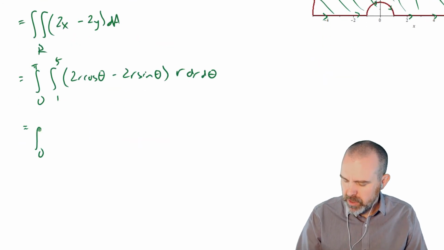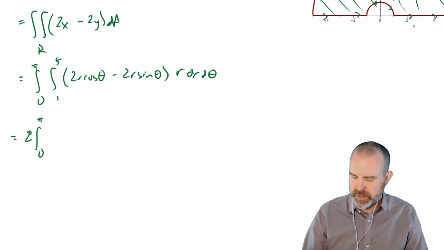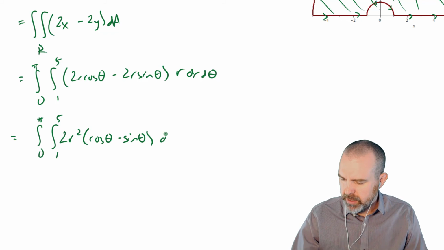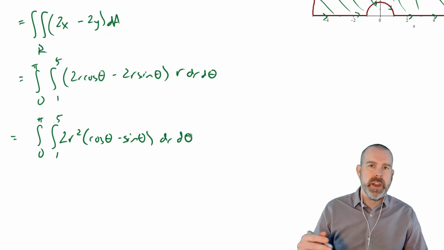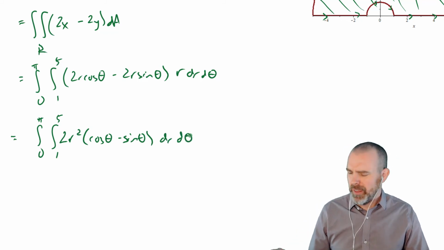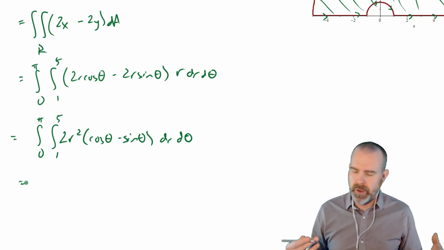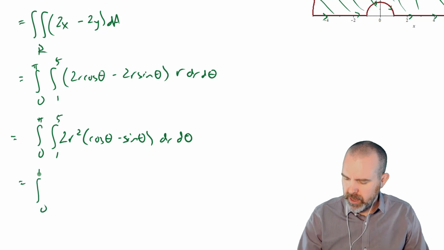Let's pull out the 2. But then we're going to have an r squared, and then cosine theta, oops, sorry, still need the integral there. Integral from 1 to 5. Let me put the 2 with that, sorry. 2r squared, and then cosine theta minus sine theta, dr d theta. So I kind of factored out the 2r and then multiplied by r. And I just thought it'd be valuable to separate the r's and thetas because we're going to integrate them separately. And so let's integrate r.